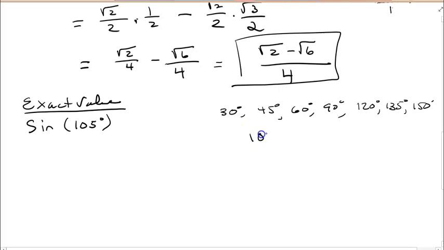So for example, 105 could be 150 minus 45. That would work. Or 105 could be 60 plus 45. So there's usually more than one way. The reason I would go with this one is because they're both reference angles between 0 and 90 degrees.